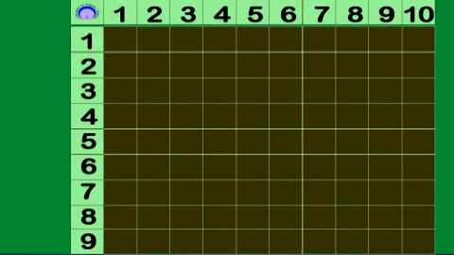Let's start building our multiplication table. Let's start with row 1. What is 1 times 1? 1 times 1 is 1. What is 1 times 2? 1 times 2 is equal to 2. How about 1 times 3? 1 times 3 is equal to 3.